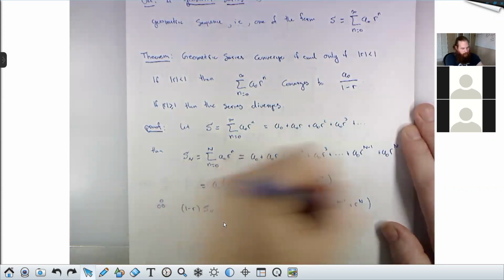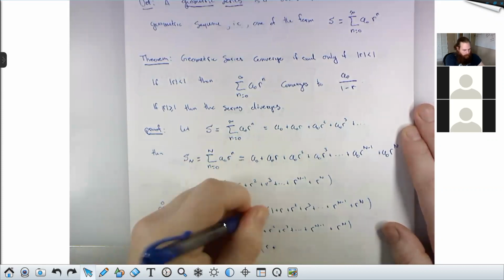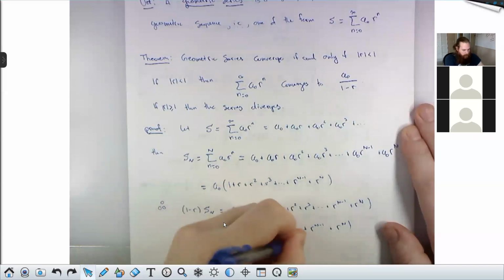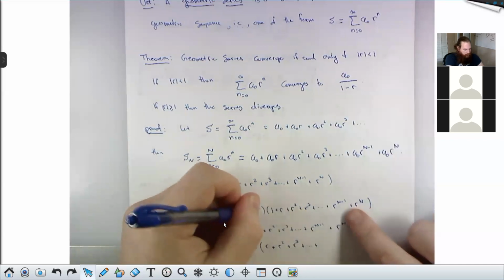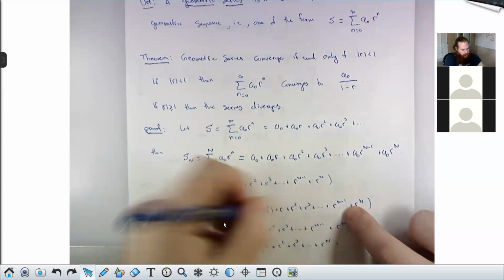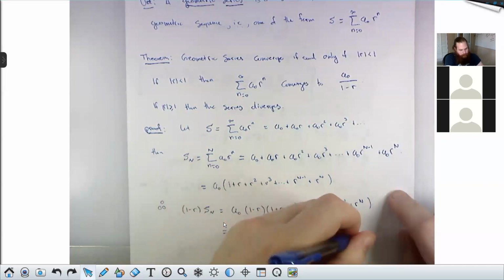And now I distribute the R. R times 1 is R. R times R is R squared. R times R squared is R cubed. And this is going to continue all the way up to R times R to the n minus 1 is R to the n. And then R times R to the n is R to the n plus 1.